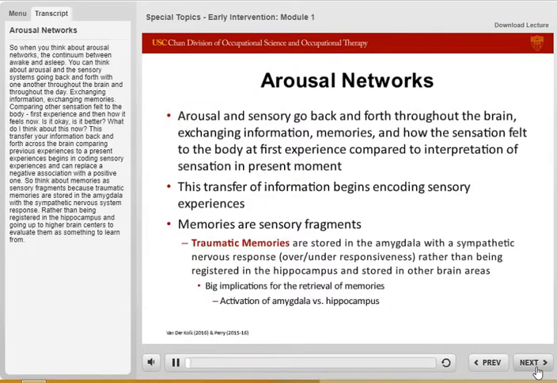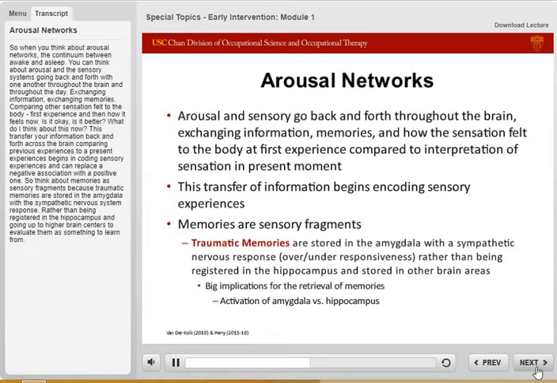So when you think about arousal networks, the continuum between awake and asleep, you can think about arousal and the sensory systems going back and forth with one another throughout the brain and throughout the day, exchanging information, exchanging memories, comparing how the sensation felt to the body at first experience, and then how it feels now. Is it okay? Is it better? What do I think about this now?